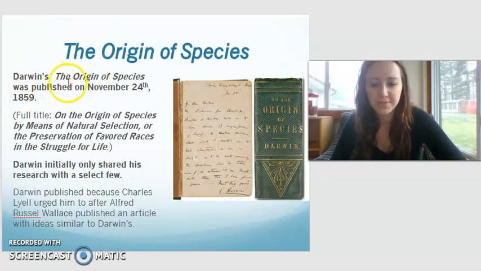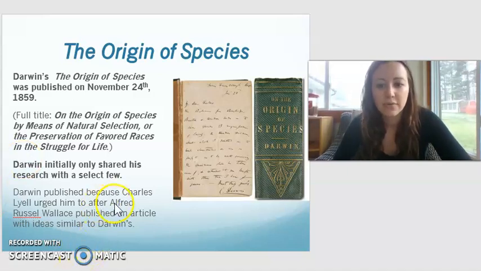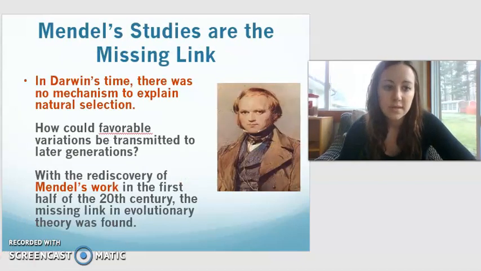Darwin published The Origin of Species November 24th, 1859. He initially didn't want to ruffle any feathers, so he only shared his research with a few people. Then Alfred Russel Wallace was coming up with similar ideas. So then a geologist named Charles Lyell urged Darwin, you need to publish this before Alfred Russel Wallace gets the credit.